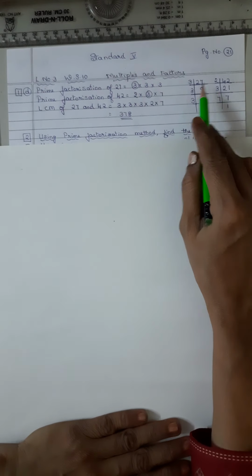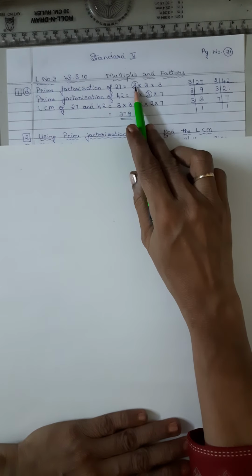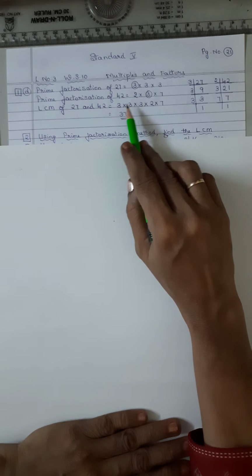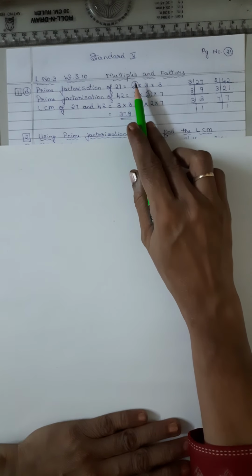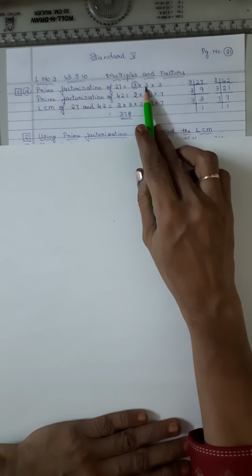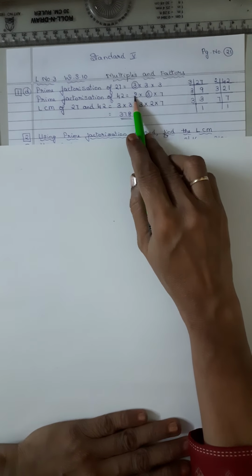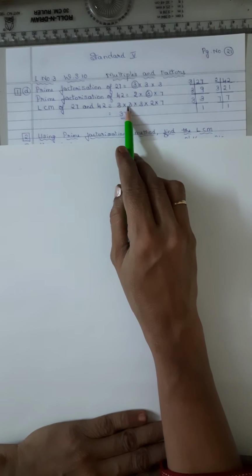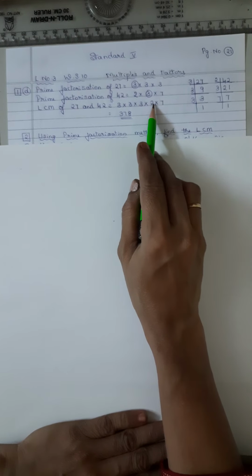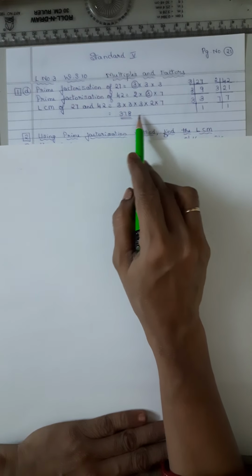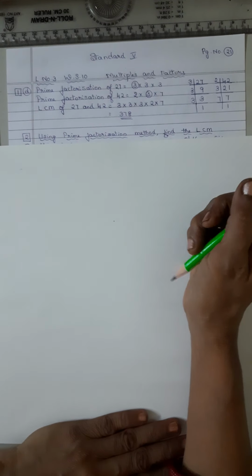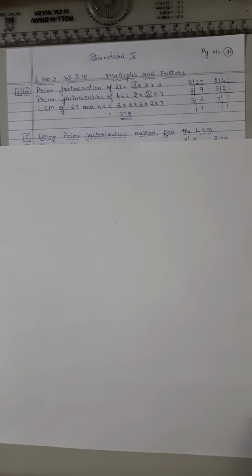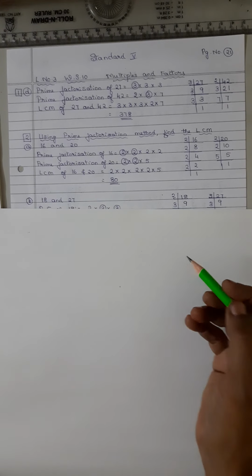So LCM of 27 and 42. Which is common? 3 is common. No other numbers are common, isn't it? So 3, write one time. Here 3 and 3 and here 2 and 7. Now multiply. 3 3s are 9, 9 3s are 27 and 2 7s are 14. When you multiply, you will get 378. If it is a bigger number, you have to multiply in your rough work and see. Now coming to question number 2.